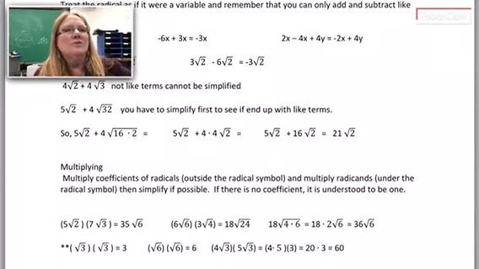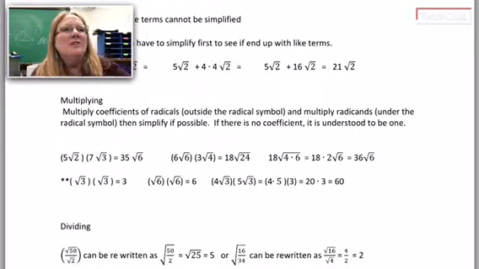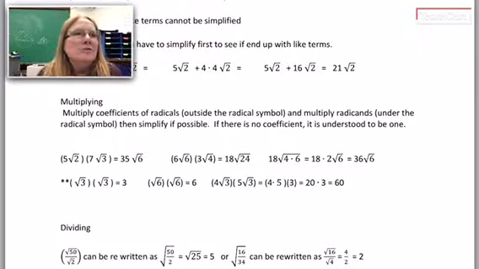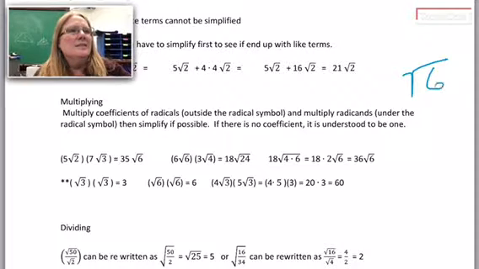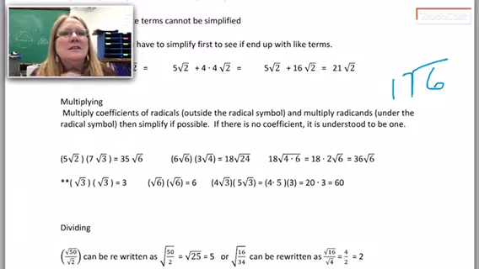Now let's move on to multiplying. Multiplying coefficients of radicals, you multiply the coefficients, the ones that are outside the radical symbol, first, and then you're going to multiply the radicands, or what's under the radical symbol, second, and then if possible, you're going to simplify. If there is no coefficient in front of your radical, in other words, if you have the square root of 6, there's an understood 1 right there, okay? So let's look at an example.